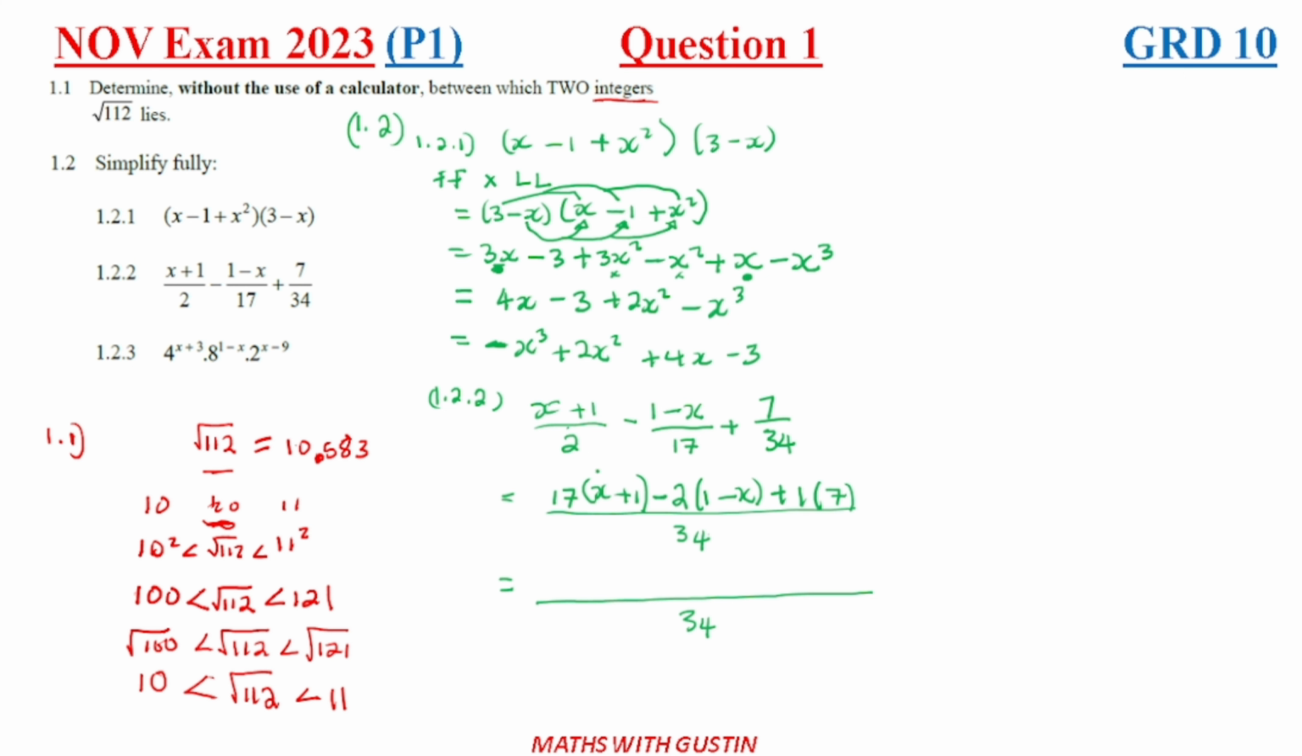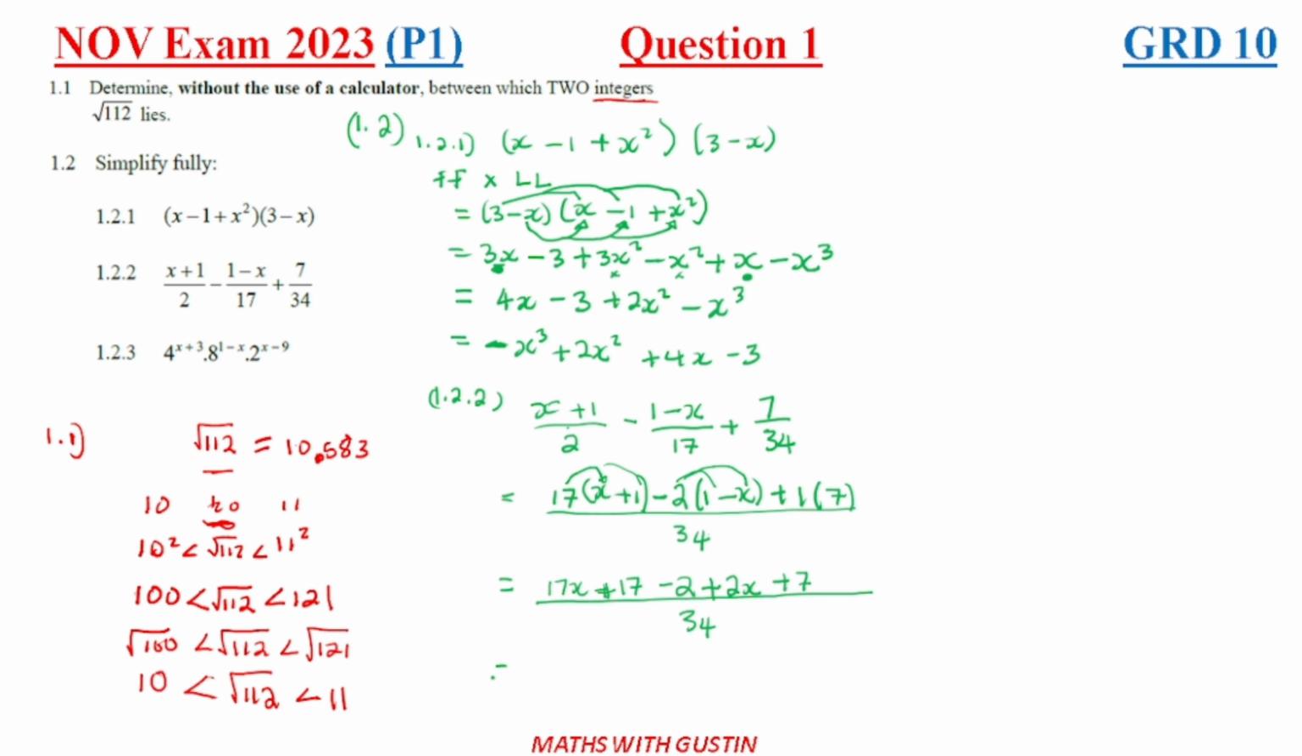Now you can remove the bracket by saying binomial. 17 times x is going to give us 17x. 17 times 1 is going to give us plus 17. Therefore we are done with that one. Negative 2 times 1 is going to give us negative 2. Negative 2 times negative x, negative times negative gives us a positive, guys. Therefore we are going to say 2x here. Right, so now here you have got 1 times 7 is just going to be 7.